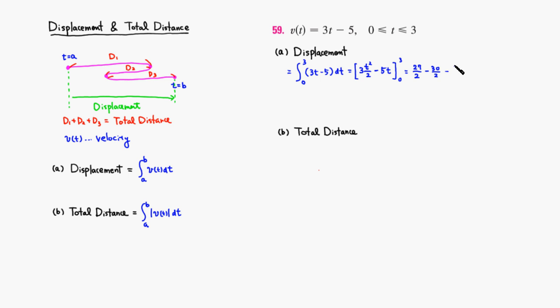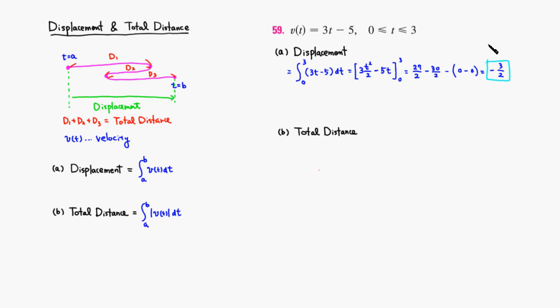And then minus, if you plug in 0, it's 0 minus 0, so you don't have to write that down. But this came out to be negative 3 halves. So this would be the displacement. So it actually ended up going backward.